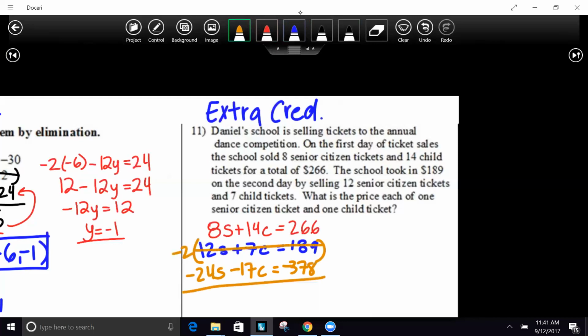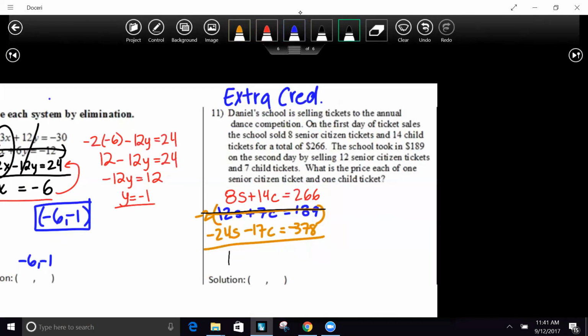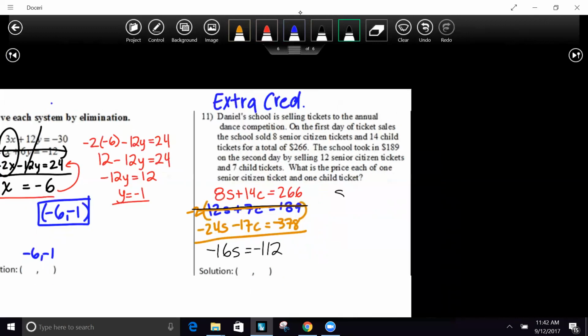It's going to eliminate my middle equation, so I don't have to deal with that. If we reduce down, we are going to get 16S equals negative 112. Yeah, sorry. So we're almost done here. 112 divided by 16. S is going to be, so how much are senior tickets? $7.